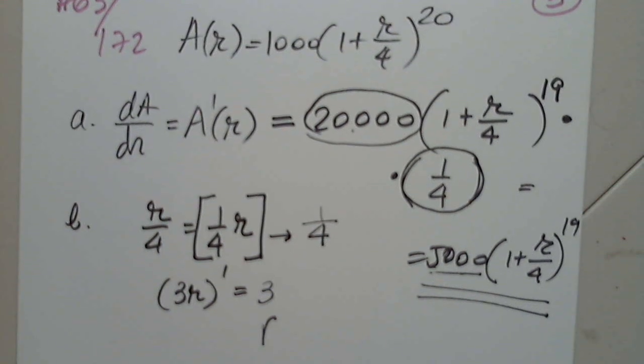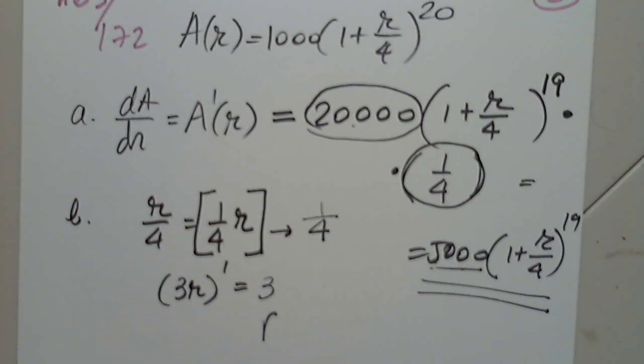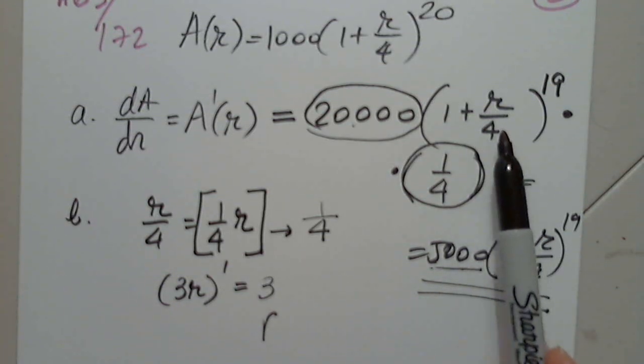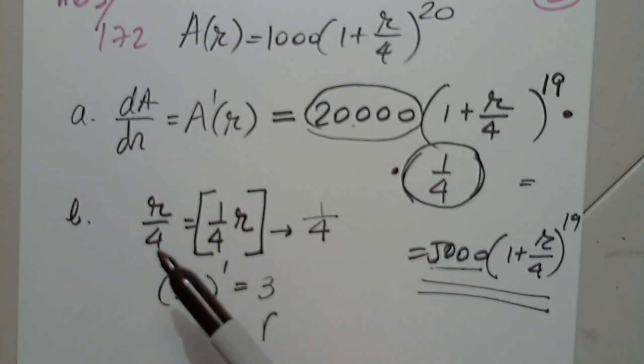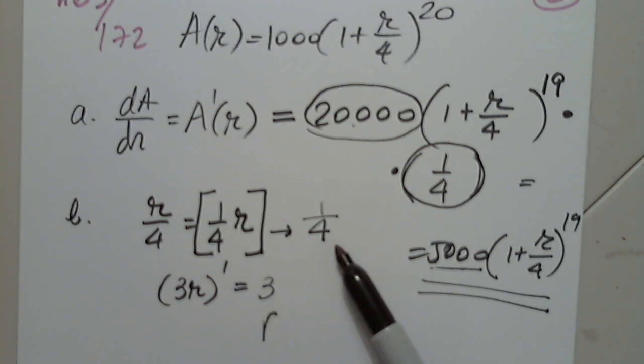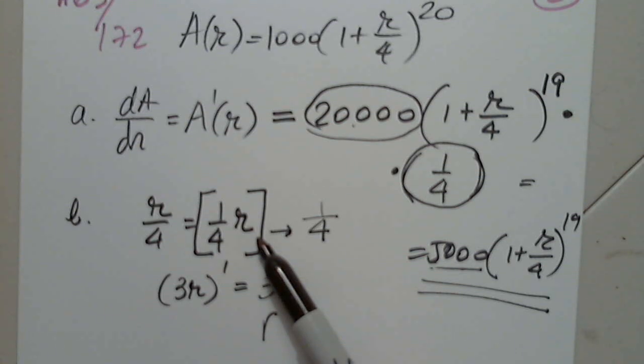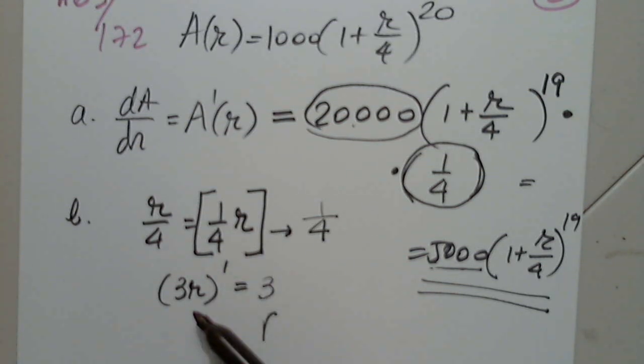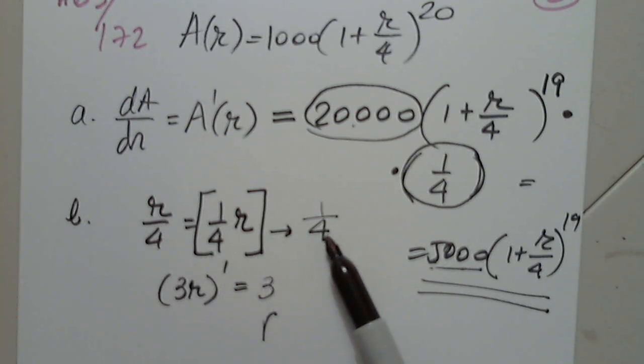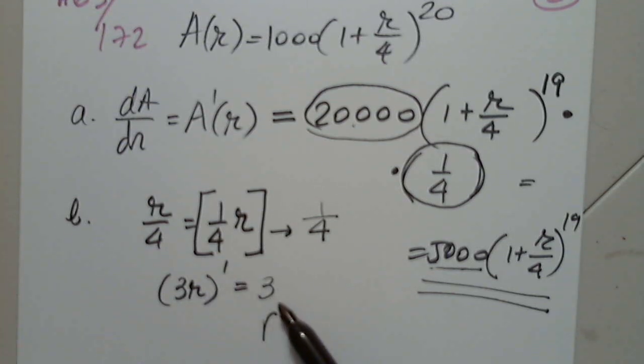What about the 1/4 r? Is that the derivative of r over 4? Yes. I was showing that r over 4 is the same as 1/4 times r because it's easier to understand how to get this. So by analogy, r over 4 prime will be 1/4. 3r prime is 3.